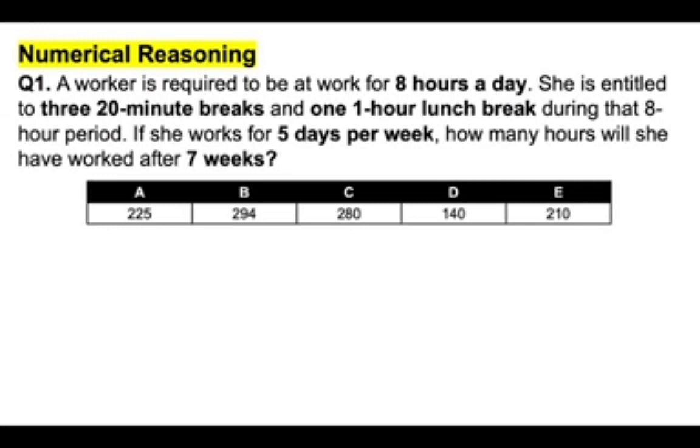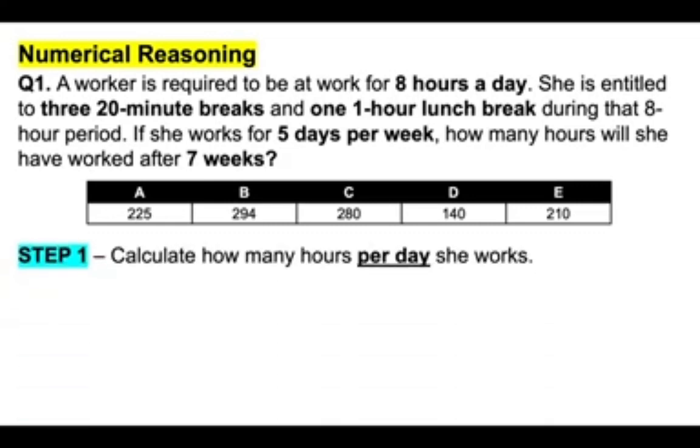It states, a worker is required to be at work for 8 hours a day. She is entitled to 3 20-minute breaks and 1 1-hour lunch break during that 8-hour period. Now, if she works for 5 days per week, how many hours will she have worked after 7 weeks? And we are then given multiple choice options, and this is common during aptitude test questions, and you have to then determine which is the correct answer. So is it A, 225 hours, B, 294 hours, C, 280 hours, D, 140, or E, 210?